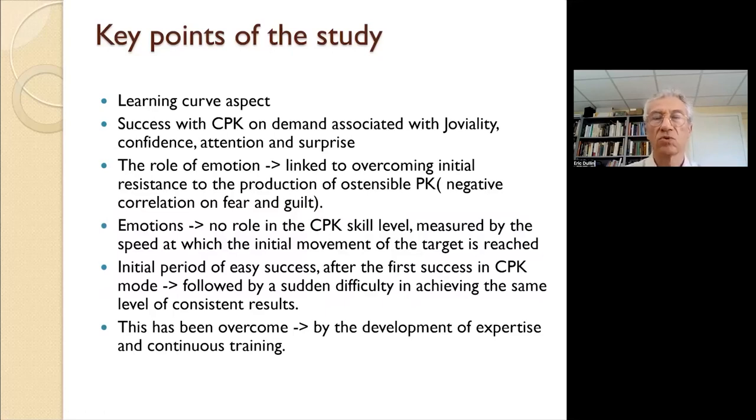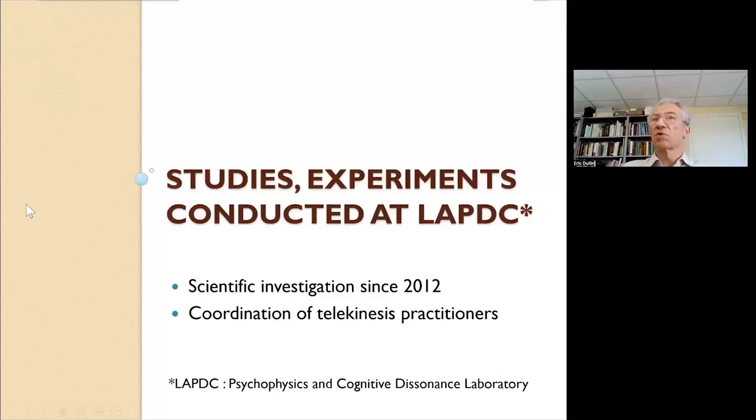And then after, there is no connection between the results, so the time delay to have PK, and the emotion. After the initial period of success, so I said 98 days, they had their first success. They then had a sudden difficulty in achieving the same level, what we very often call elusiveness, but they were able to overcome it by development of expertise and training. So it was very interesting. It's a paper which is available. So that was for the story.